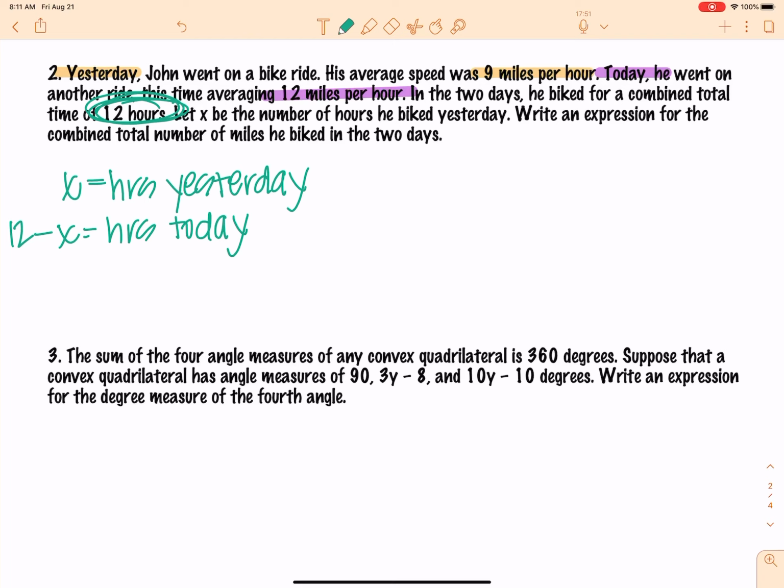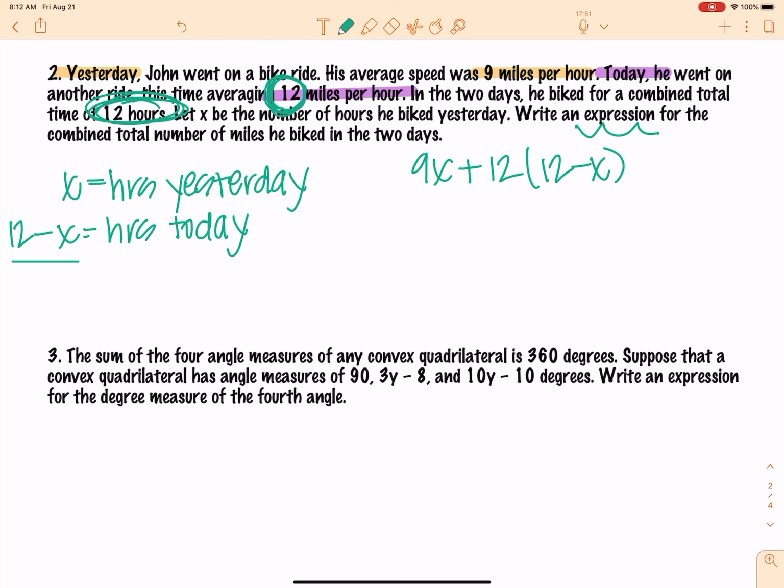All right, and so what we're doing is writing an expression again, not an equation, writing an expression for the combined total of miles he biked in the last 2 days. Okay, so yesterday equates to the orange highlight of 9 miles an hour, so 9x. We're going to add that to the 12 miles an hour. So it's this 12. I know there's two 12s in the problem, but I'm talking about this 12. 12 miles an hour times the today expression, which is 12 minus x.